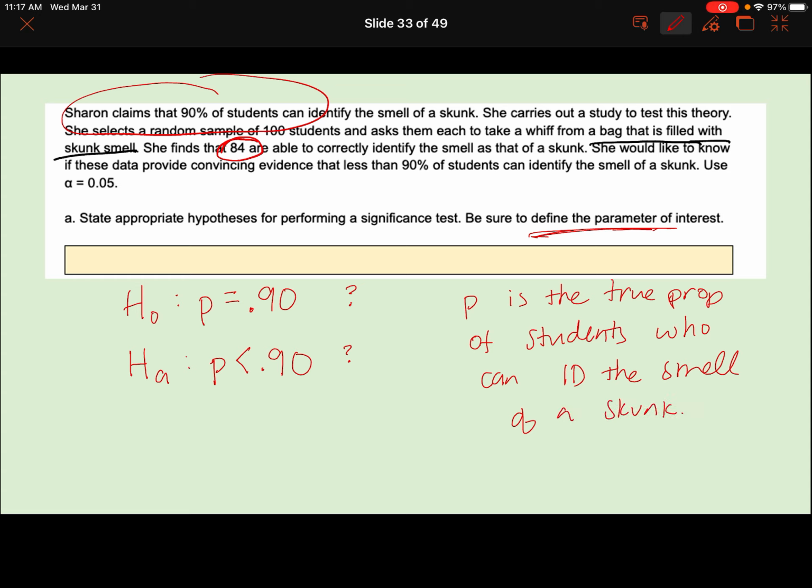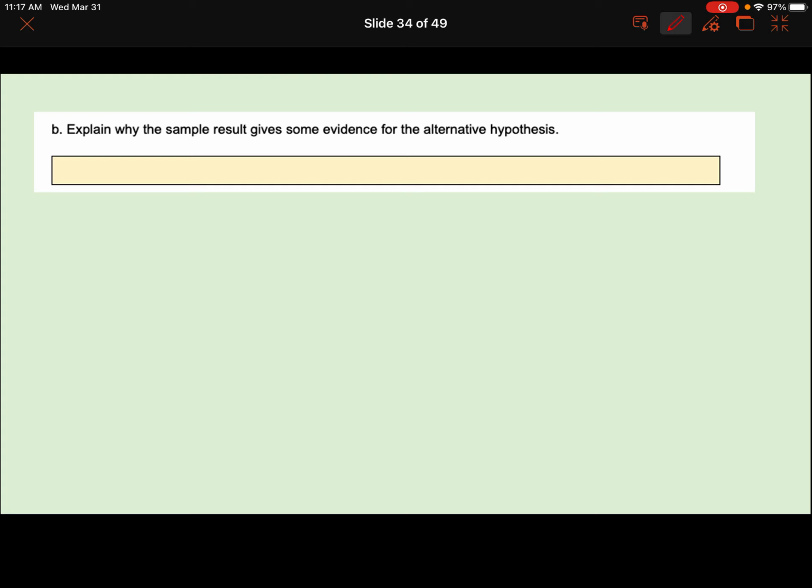Cool. So for part B, why would our sample result, 84, make us think that maybe the alternative hypothesis is true? For that, our p hat based off of our sample is 84 out of 100, which is 0.84. This is less than 0.90. And it's just as simple as that. Because we got data that was less than what we thought was true, less than that 90%, that's some evidence. We have to decide whether it's convincing evidence, but it is some evidence.